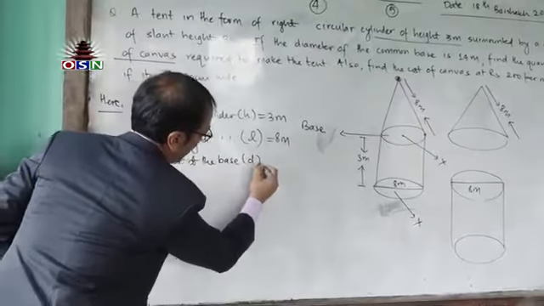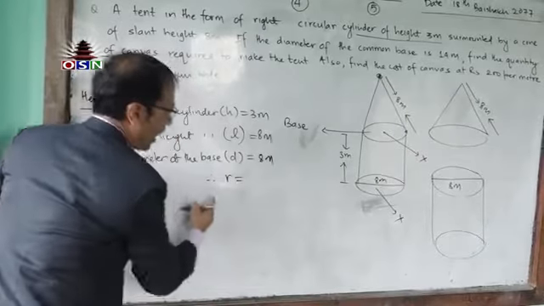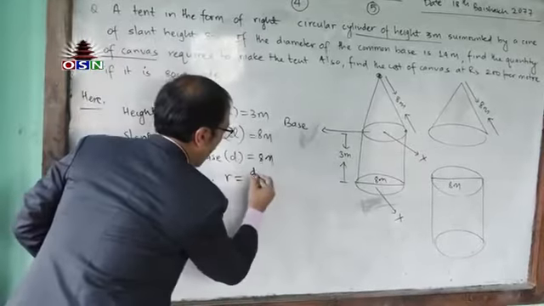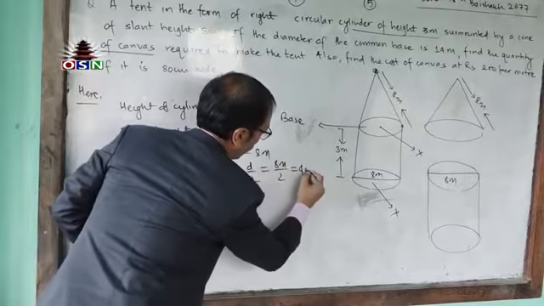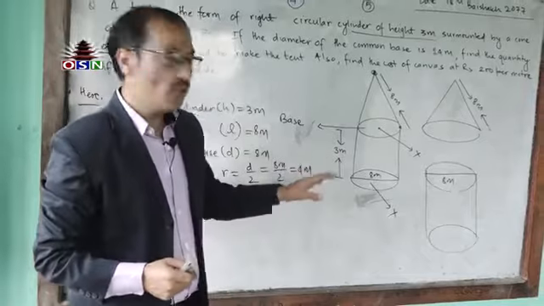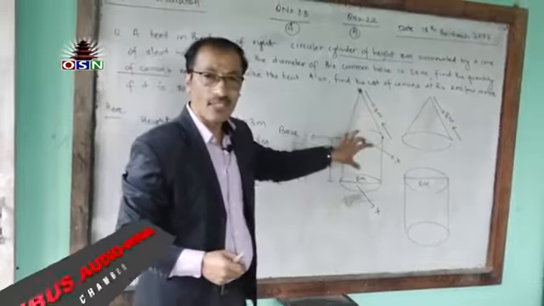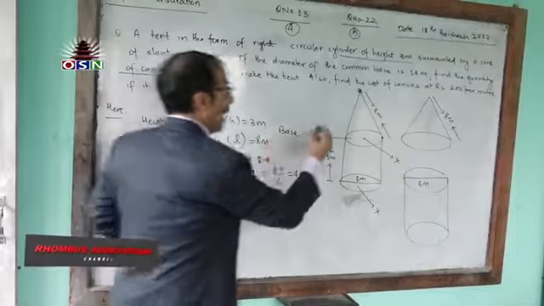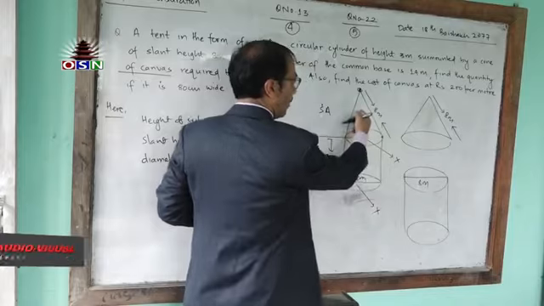Base, that is denoted by D, is equal to 8 meter. And therefore we can write R represents the radius. This is half of the diameter, then 8 meter over 2 is equal to 4 meter. Well, I have already told you that you will have to find the total surface area of this figure. So for that, you have to find the surface area of this cone.